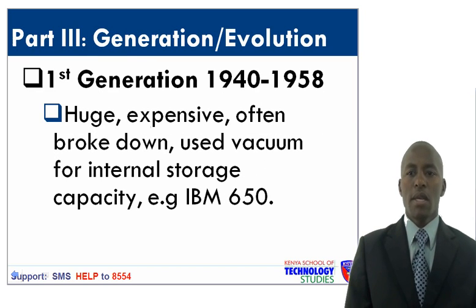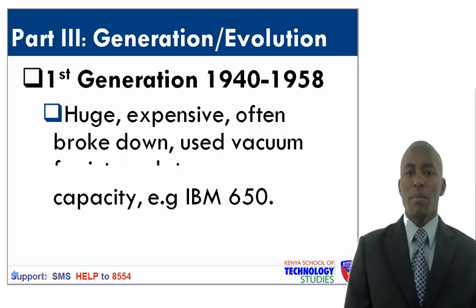Now let us look at generation or evolution of computers in part 3. We start with the first generation, that was from 1940 to 1958. It was huge, expensive, and often broke down, used vacuum tubes for internal storage capacity, e.g. IBM. So this first generation type of computer often broke down because it used to consume a lot of power.